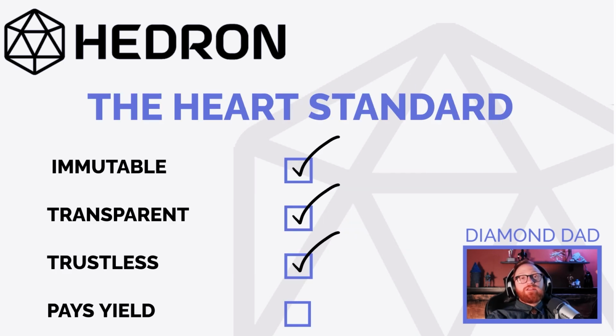So does it follow the Hart standard? It's immutable, yes. Transparent, only traded on the blockchain, yes. Trustless, yes. Does Hedron pay yield? No. The smart contract of Hedron does not offer any sort of yield because it's wrapped around something that pays yield. So technically it doesn't fit the fourth part of the Hart standard of paying yield, but that's because it's wrapped itself around something that pays yield, which is hex.